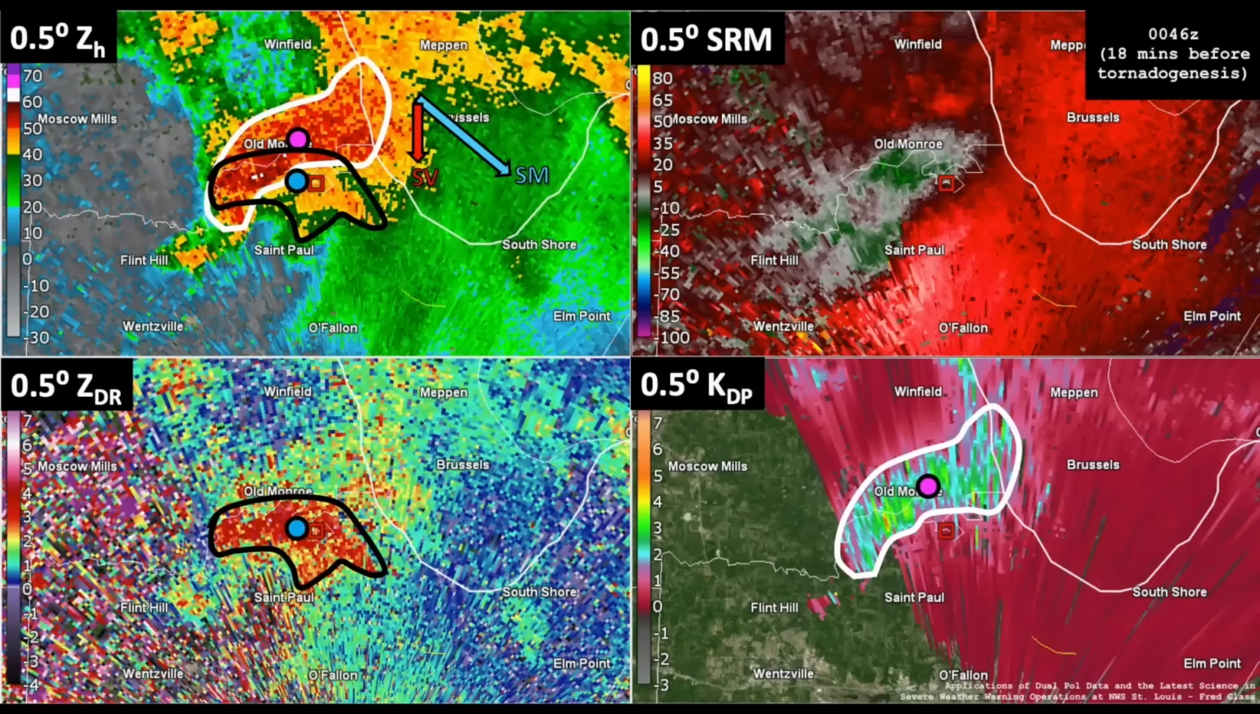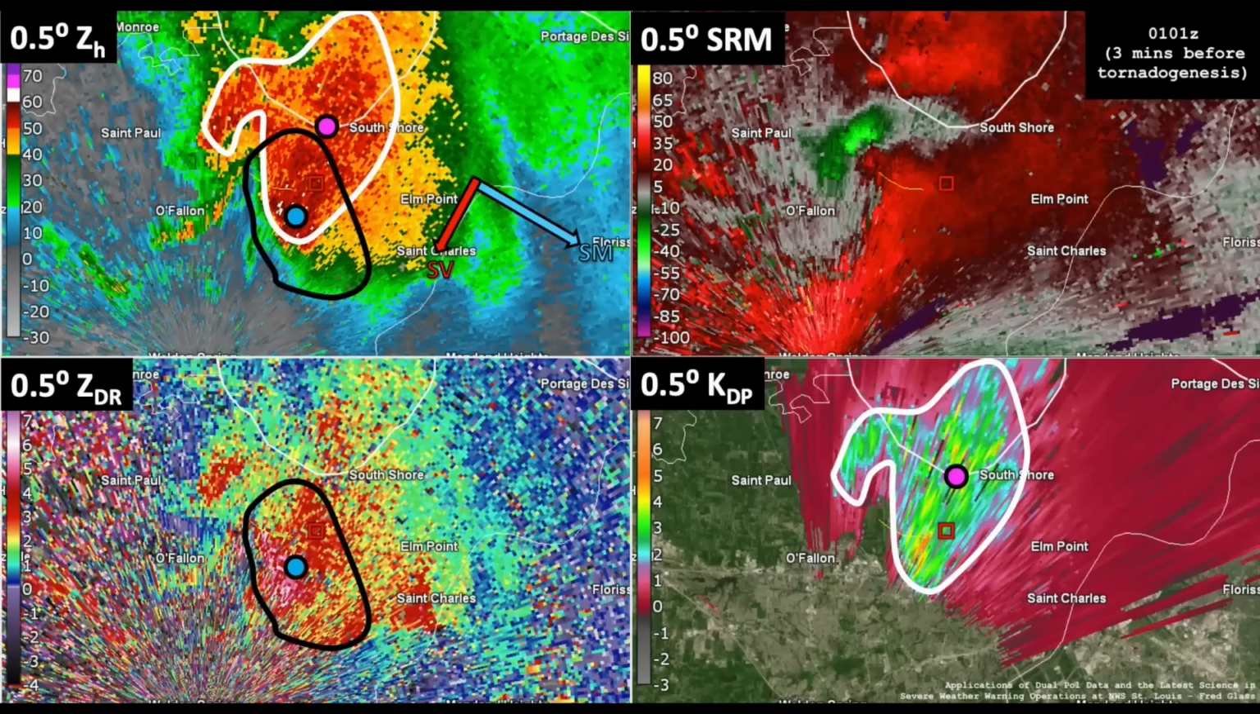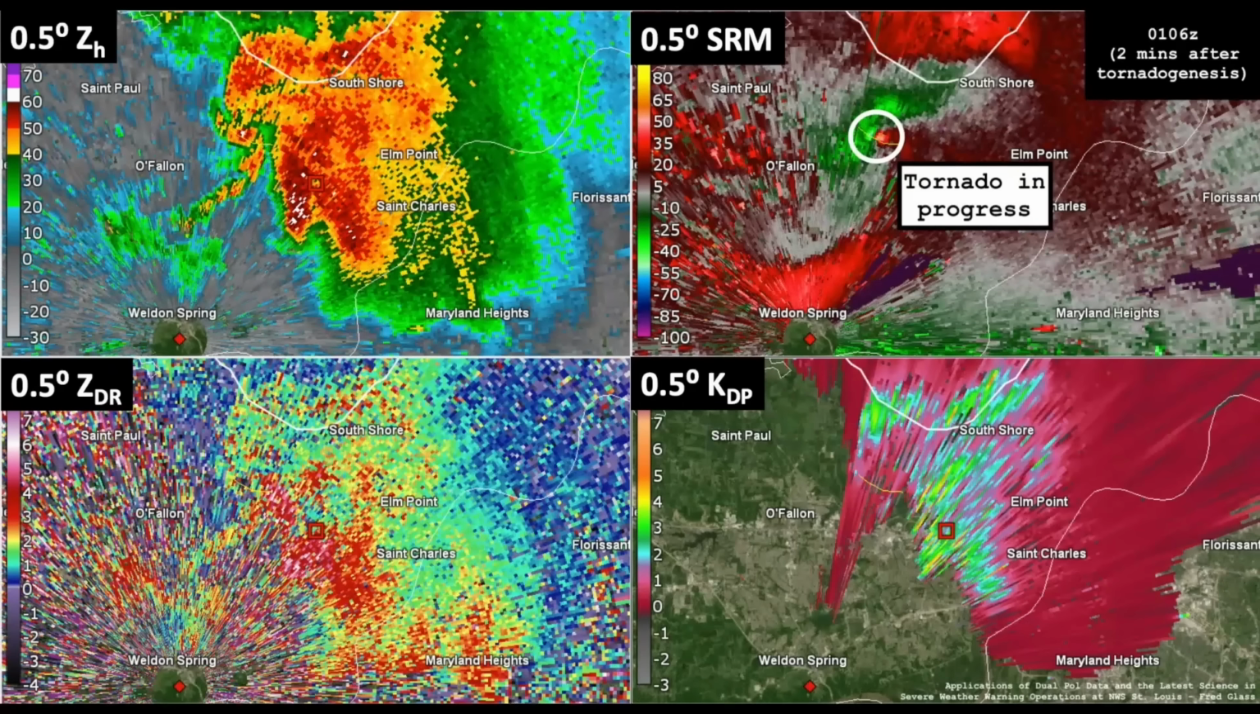Notice how the separation vector and storm motion vector become more perpendicular with time leading up to tornado genesis. In fact, in the scan just 3 minutes before tornado genesis, the two vectors are nearly perfectly perpendicular to each other, indicating a shift to almost purely streamwise vorticity ingested by the supercell, and the tornado begins shortly thereafter.